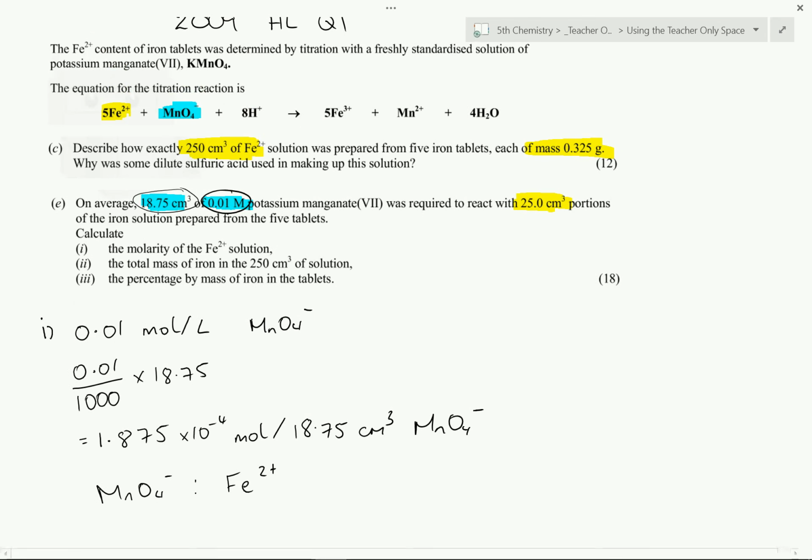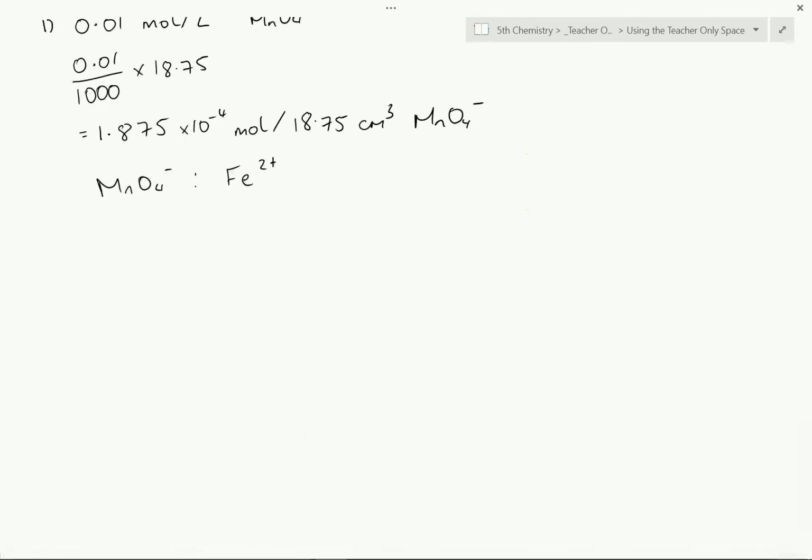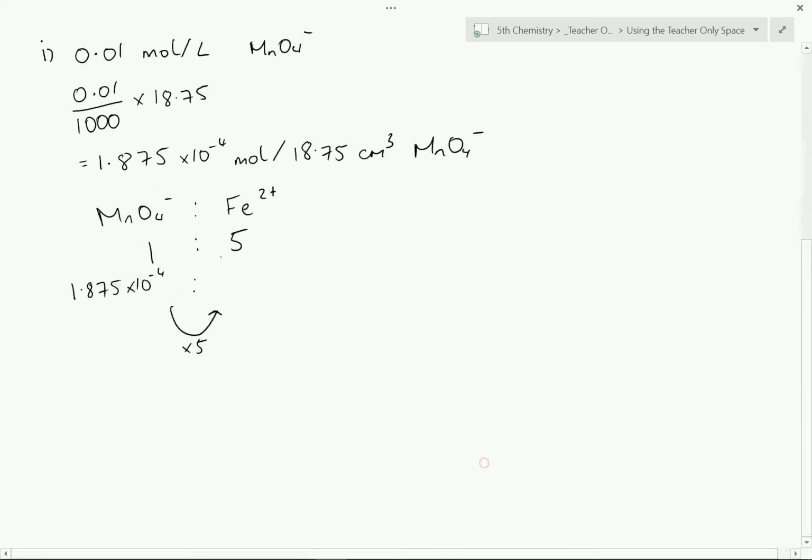So from the balanced equation we can see that for every 5 Fe2 pluses, we needed 1 permanganate. So for every 1 permanganate, 5 irons. So I know if I had 1.875 by 10 to the minus 4 moles of permanganate, I had 5 times as many moles of iron. So we're going to multiply it by 5. And that means there were 9.375 times 10 to the minus 4 moles of Fe2 plus in our solution.